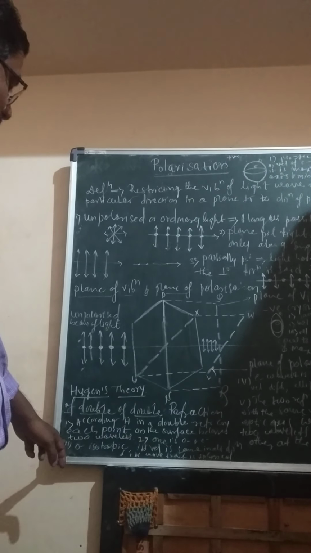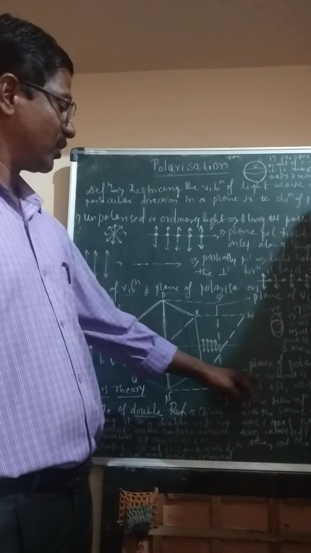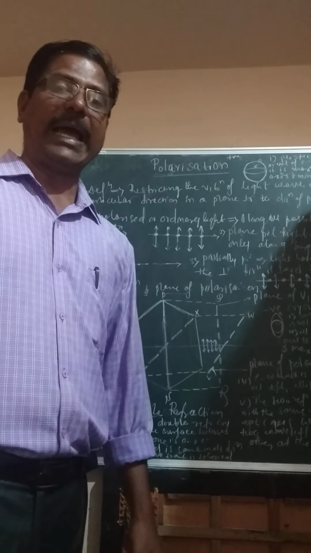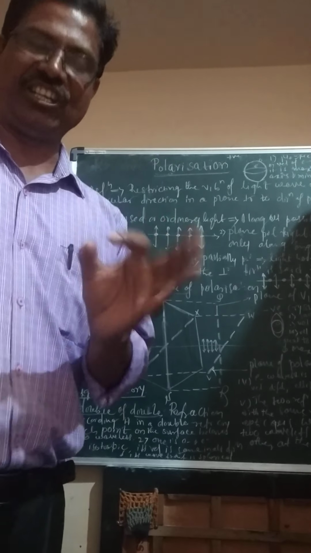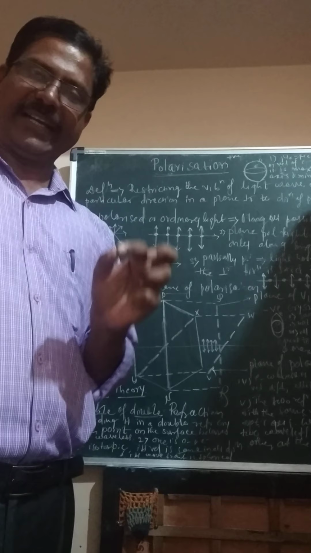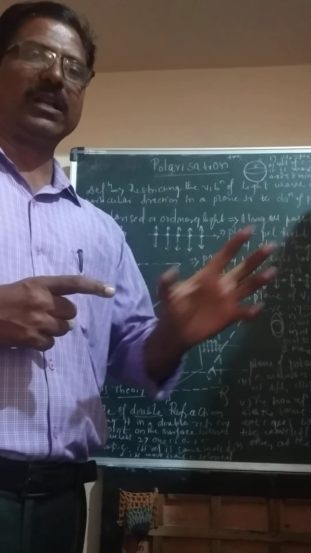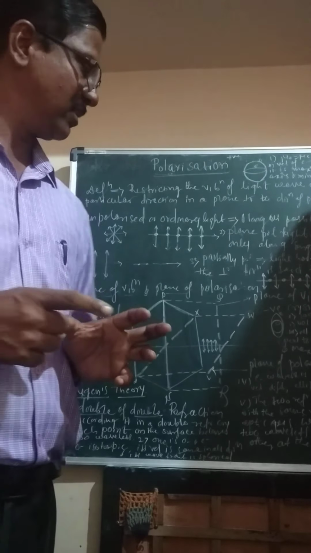This is about the ordinary rays. What about our extraordinary wavefronts? The extraordinary wavefronts are anisotropic in nature. When we call it anisotropic, its velocity is different in different directions inside our crystals, and the wavefront is ellipsoid in nature.